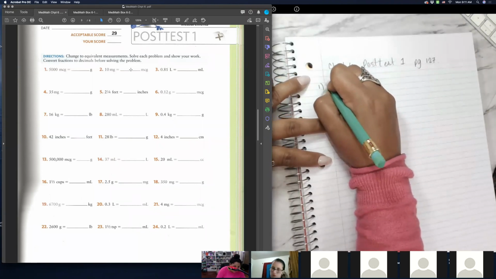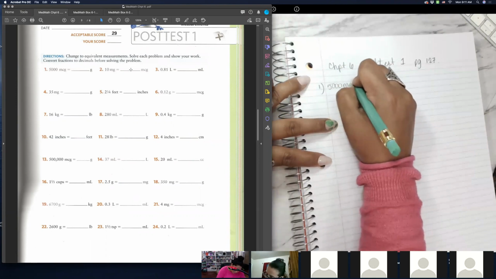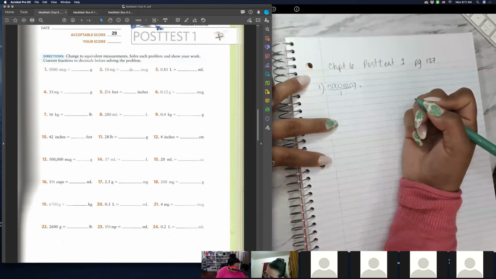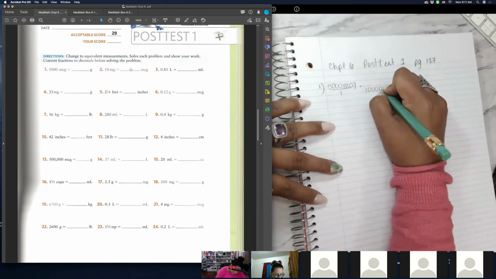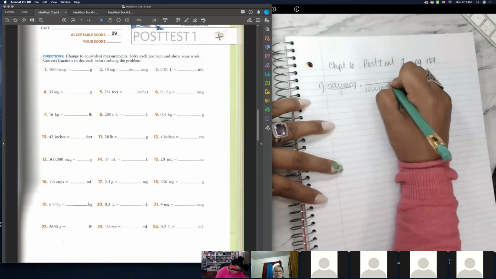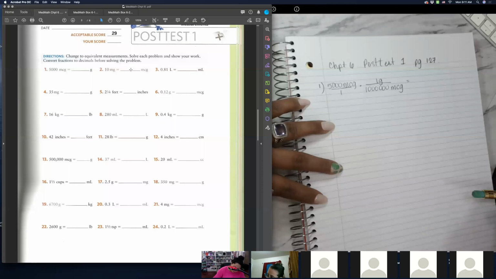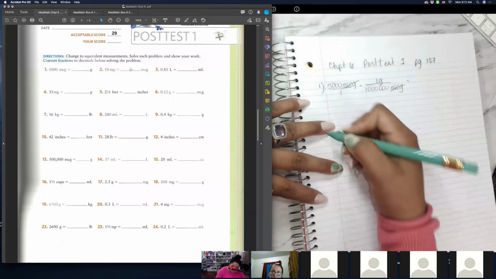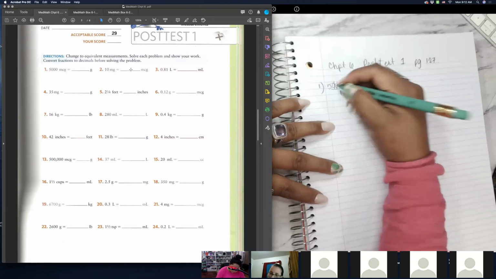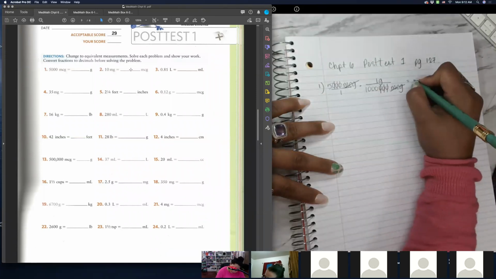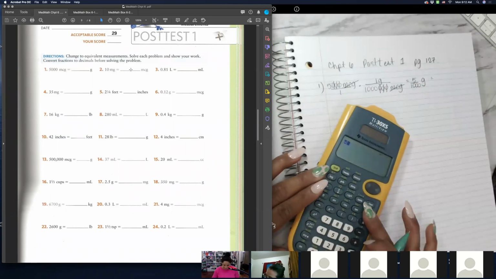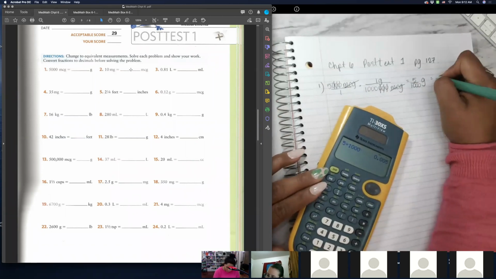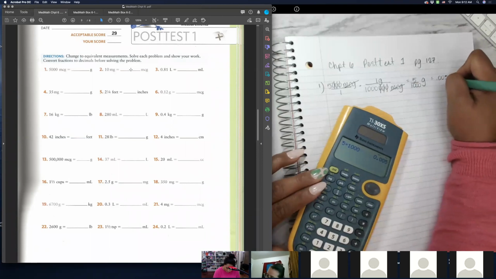5,000 micrograms over 1, and we're converting to grams. So that's 1,000,000 micrograms for every 1 gram. Our units of micrograms cancel, and I can cancel 1, 2, 3 zeros, 1, 2, 3 zeros. So I'm left with 5 over 1,000 grams, and I can just type that into my calculator. And that's going to be 0.005 grams.